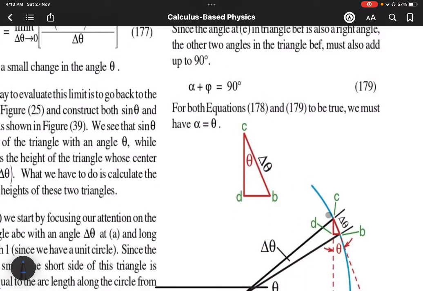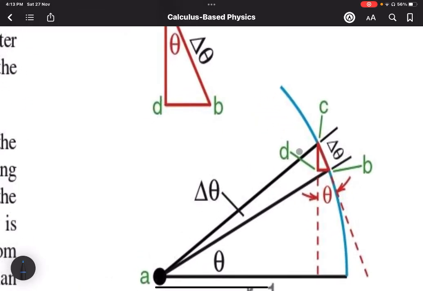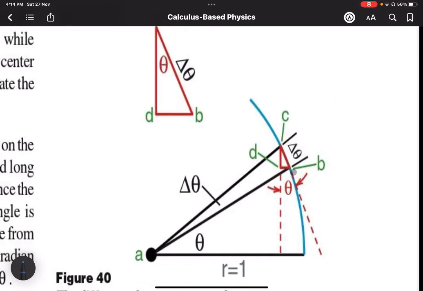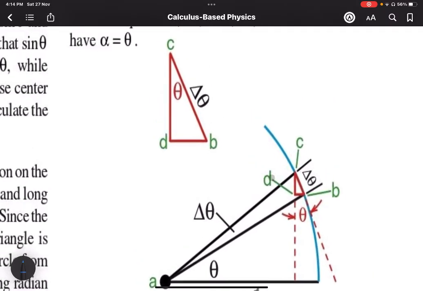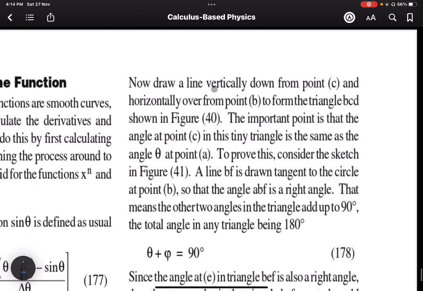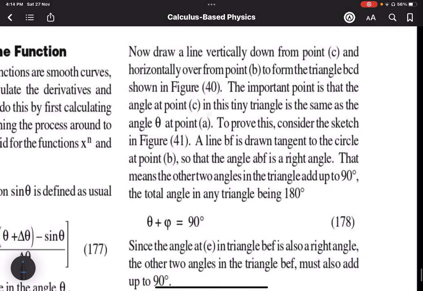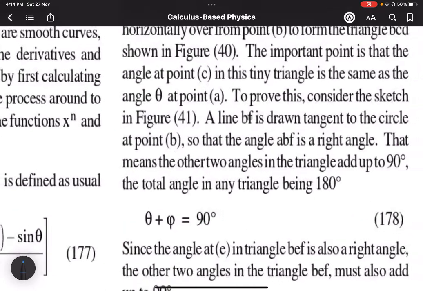Okay? So this is C. This is B. And this right angle was obtained by drawing a straight line from the final slope and drawing a line perpendicular to that line from C coming from the first slope so that we can have the right angle. So having this figure, now draw a line vertically down from point C, horizontally over from point B to form the triangle BCD. The important point is that the angle at point C in this tiny triangle is the same as the angle theta at point A.